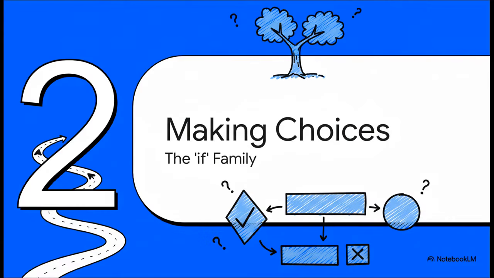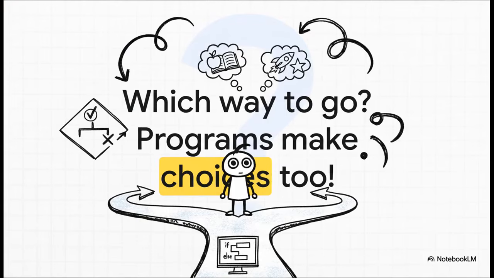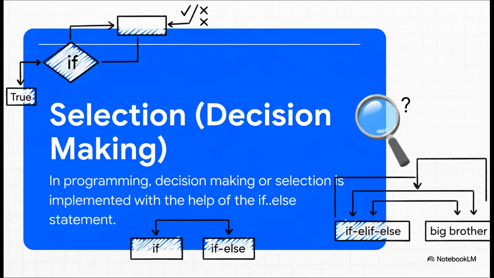But life isn't always a straight road, is it? Sometimes you have to make choices. And guess what? Our programs can make choices too. This is where the amazing if family comes in. Look at this little guy. He's at a fork in the road. Should he go left or should he go right? This is exactly the kind of decision-making that we can teach our programs to do. In programming, we call this selection. It's when the program chooses a path based on a certain condition being true or false.